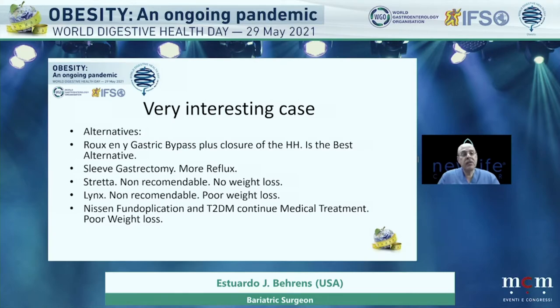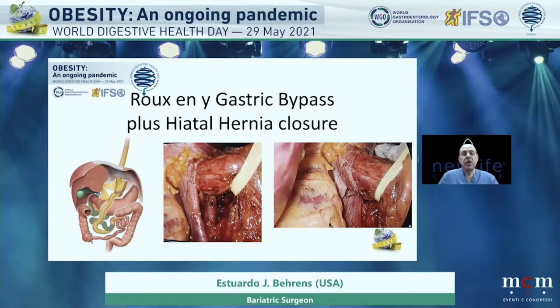The gastric mesenteric application is a very well performed procedure in this kind of patient with GERD, but the type 2 diabetes and the other comorbidities would have to continue in medical treatment, and it shows only poor weight loss. So the best alternative in this case must be a Roux-en-Y gastric bypass laparoscopically performed with a closure of the hiatal hernia.